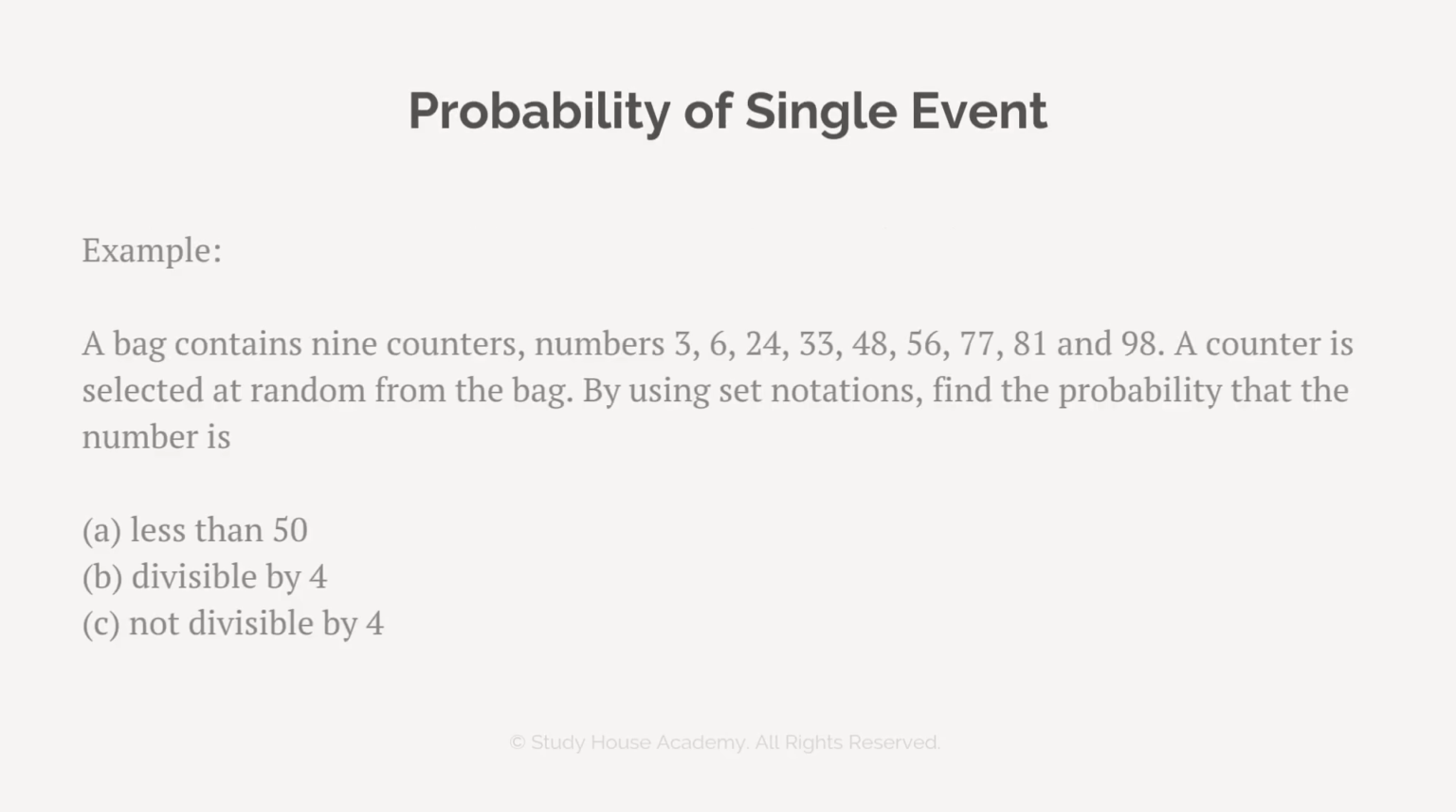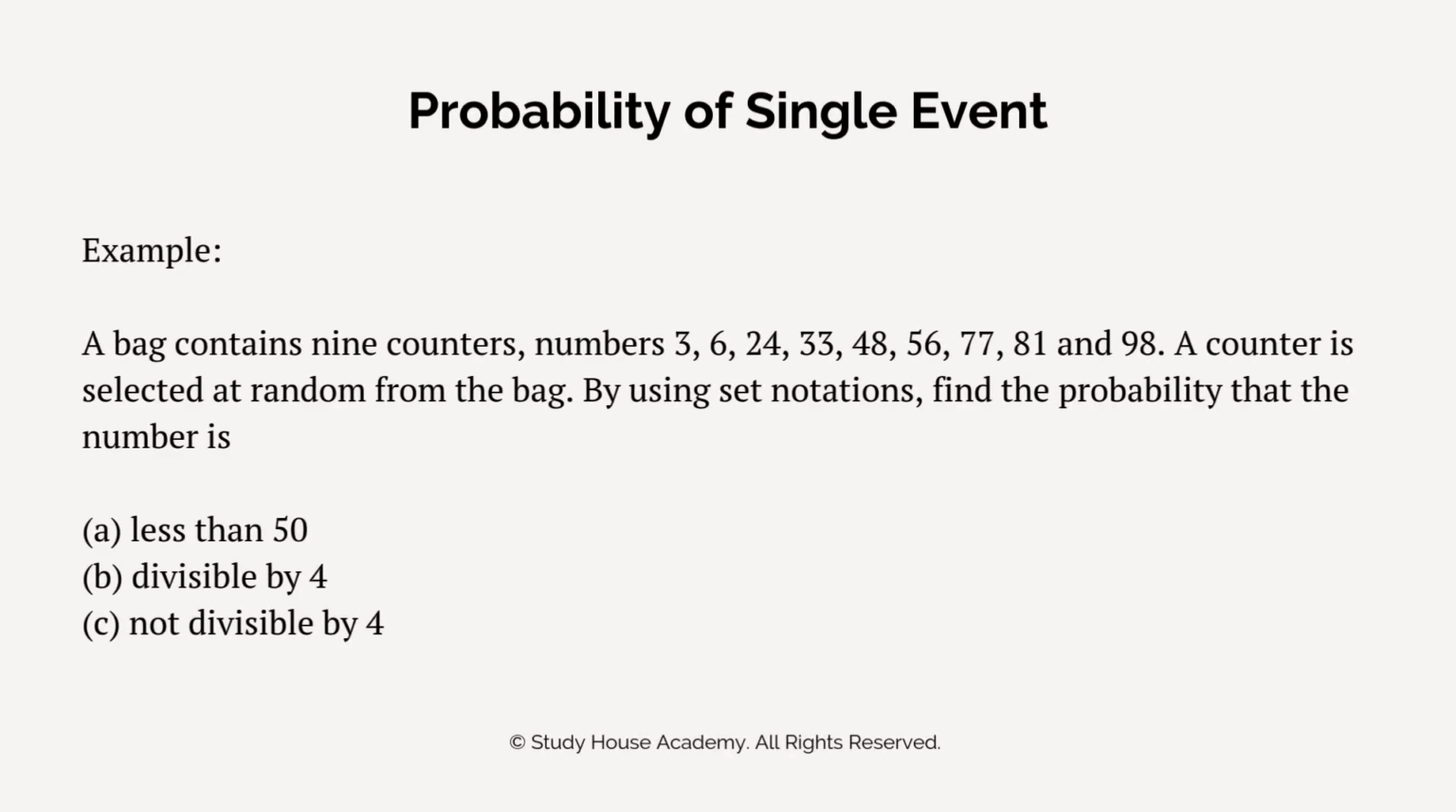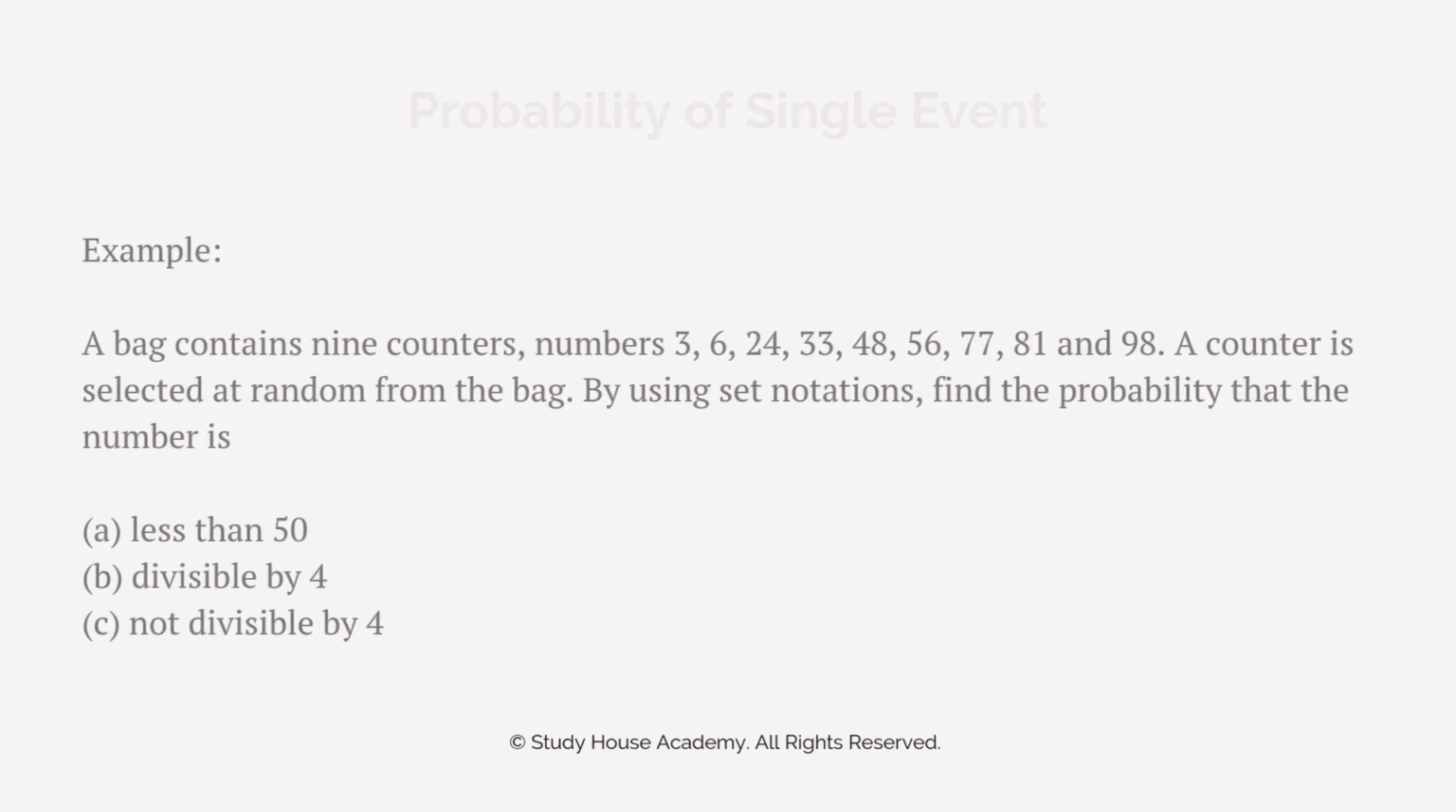Let's look at this example. A bag contains 9 counters, numbers 3, 6, 24, 33, 48, 56, 77, 81, and 98. A counter is selected at random from the bag. By using set notations, find the probability that the number is A, less than 50, B, divisible by 4, C, not divisible by 4.